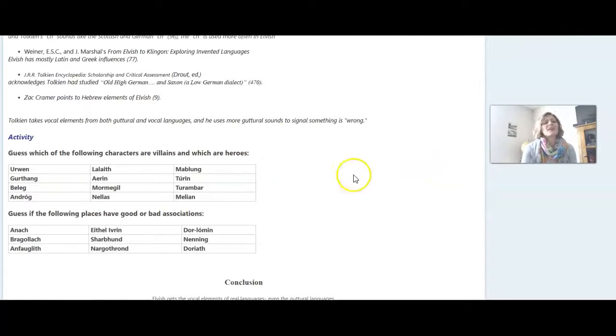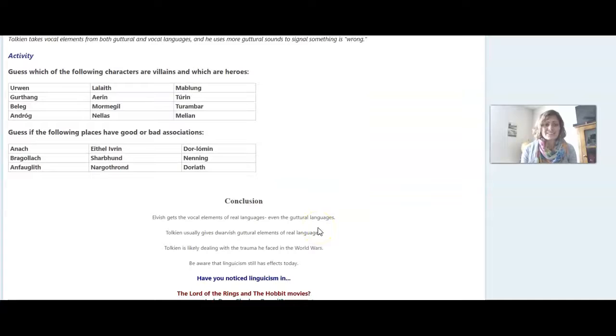So, second activity for this was guessing which characters were villains and heroes based on their names, because the names were part of that language creation. And so looking through these and seeing what is being associated with something that's good, and also places, and what's being associated with something that's bad.